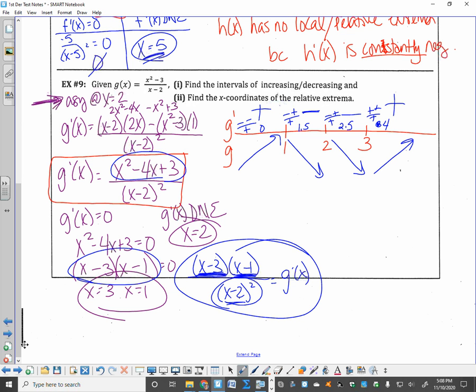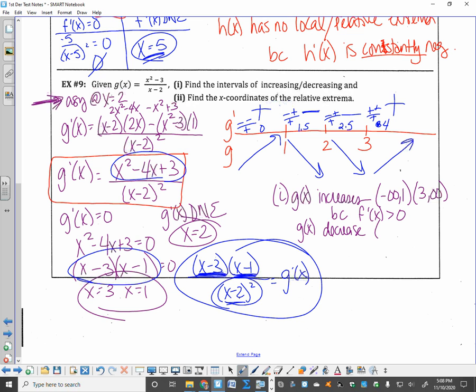All right. So it said find the intervals increasing, decreasing. Okay, so no pronouns. Who's our guy? G of x increases from negative infinity to 1 and from 3 to infinity because g prime of x is greater than 0. G of x decreases from 1 to 2 and 2 to 3. Don't make that one big group because your function doesn't exist at 2, so you have to hop over it, because g prime of x is less than 0.